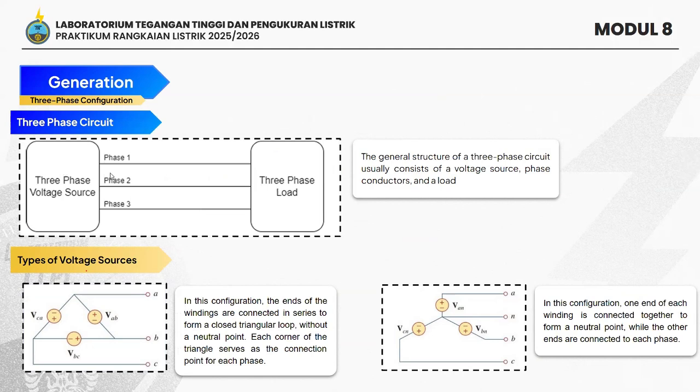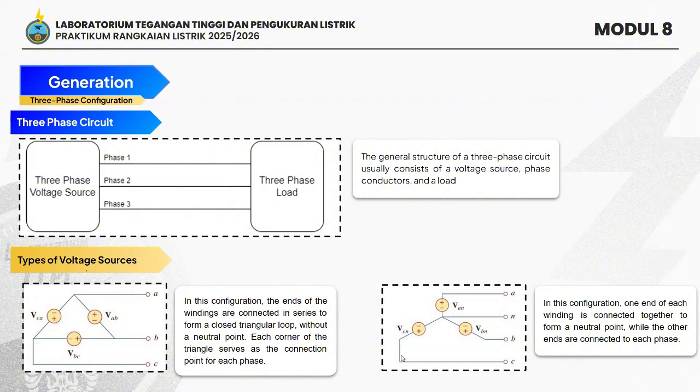And the voltage source has two types. There is a delta source and the Y source. In this configuration, it's a delta source. The ends of the windings or sources are connected in series to form a closed triangular loop without a neutral point. Each corner of the triangle serves as the connection point for each phase.